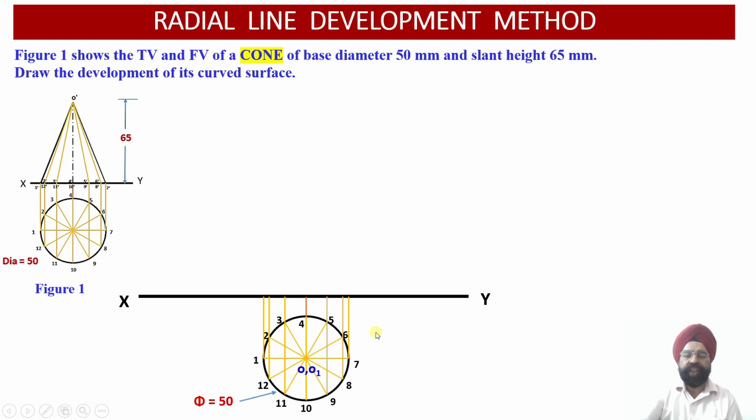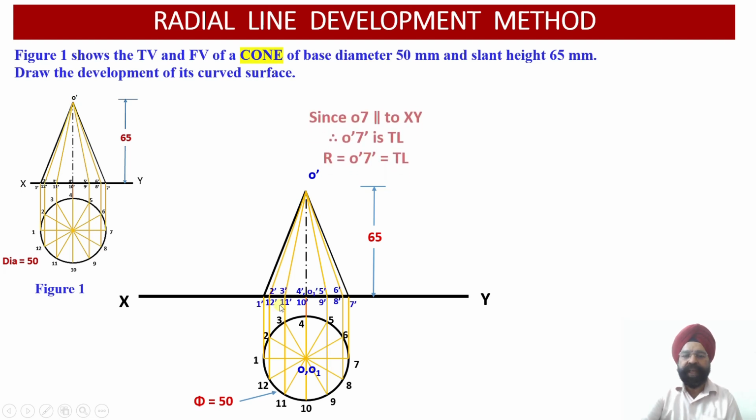Now we draw the front view. In order to draw the front view, we should know the axis height, which is equal to 65 millimeter. So we have drawn the axis and marked 65 millimeter over here. So O dash will be the top apex point or the vertex point, whereas O1 dash will be the base point, and these are the projectors of the base which are obtained on the horizontal plane.